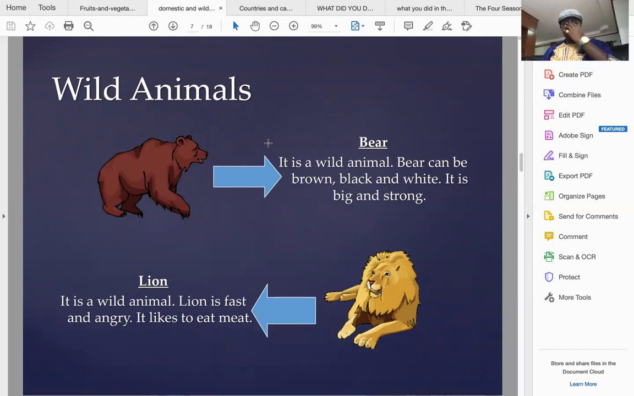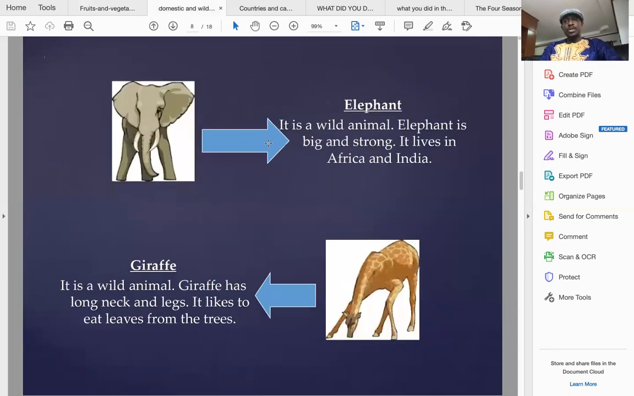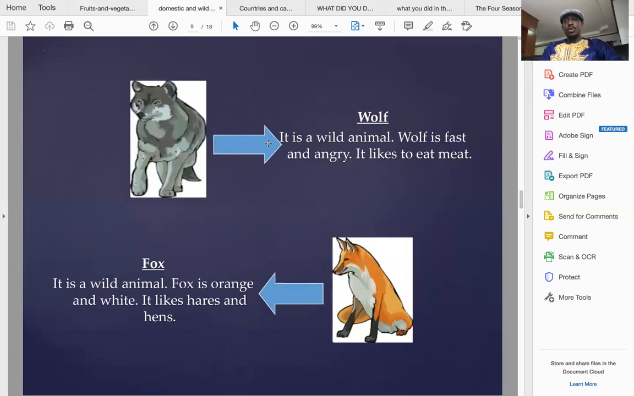So with the wild animals, as we talked about, we look at the bear, the lion, the elephant, the giraffe, and I also asked you to describe the giraffe, and somebody told me the giraffe is the tallest animal. It has a very long neck and long legs, and it feeds on leaves. We also have the wolf, as well as the fox.